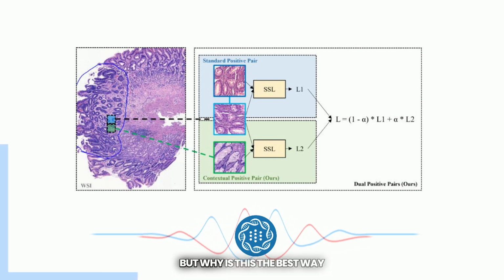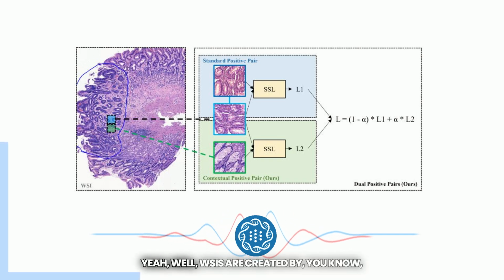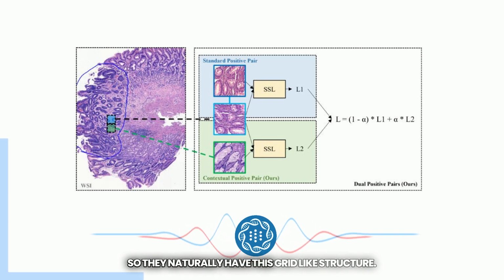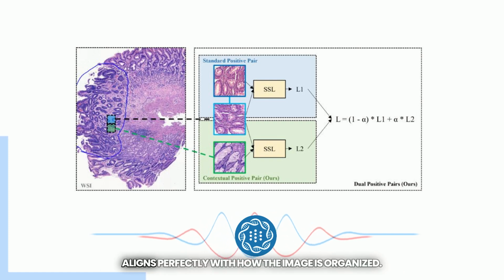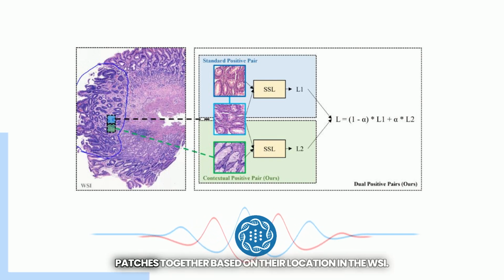Exactly. But why is this the best way to measure distance in this case? Well, WSIs are created by scanning the tissue in a really systematic way, so they naturally have this grid-like structure. So using the Chebyshev distance makes sense because it aligns perfectly with how the image is organized. Okay, I see the logic there. So the AI is learning to group similar patches together based on their location in the WSI.